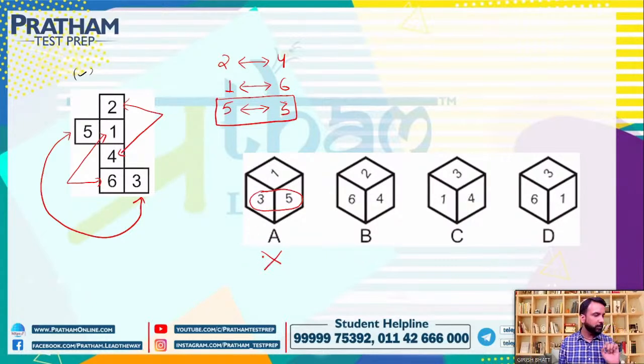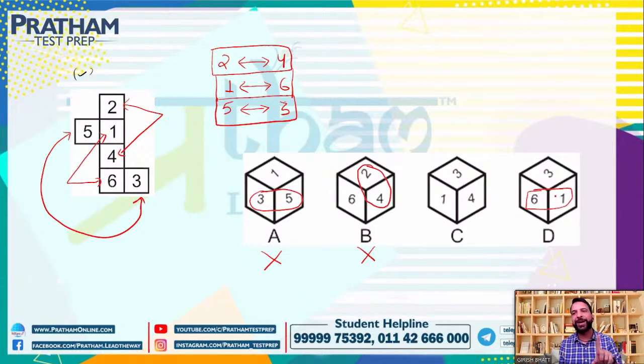Not possible. Opposite faces cannot be seen together. If one face is visible, then the other is on the back side and cannot be visible, right? It cannot be that both faces are visible to us together. Similarly, second, 2 and 4 are also opposite faces, and here both are visible, so this is also not possible. In part D, 6 and 1 are also opposite faces, and both are visible. Opposite faces can never be adjacent, never. So this is also eliminated.